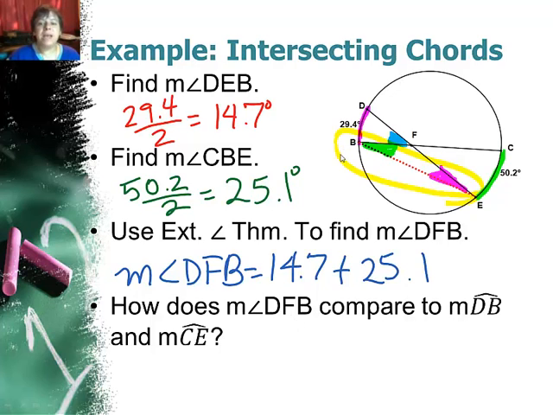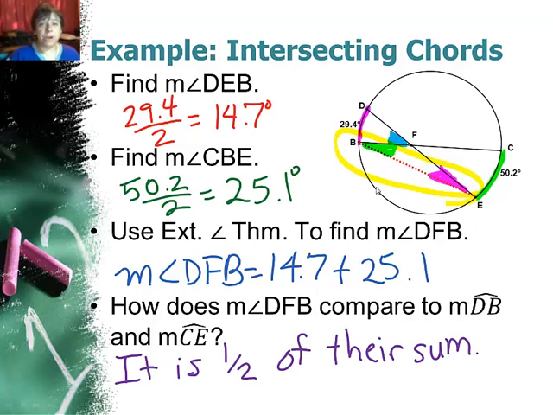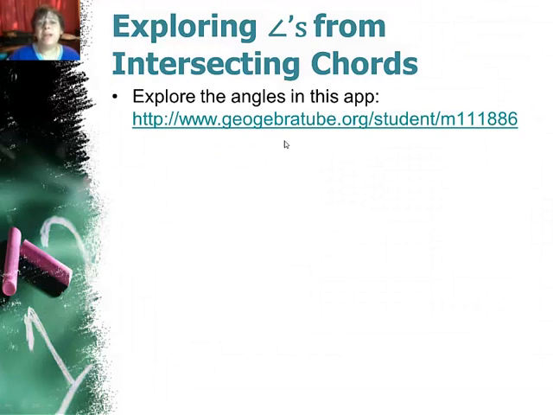So how does that compare to the measure of arcs DB and CE? Well, hopefully you'll notice that it's just half of their sum, or the average. So let's go ahead and explore this and see if this holds for any type of chords that we have, whether it's just true for that specific example or in general.